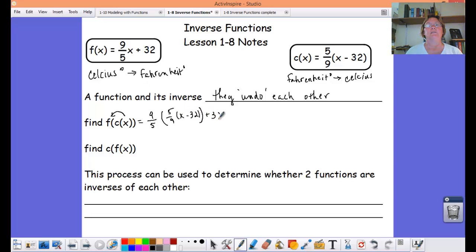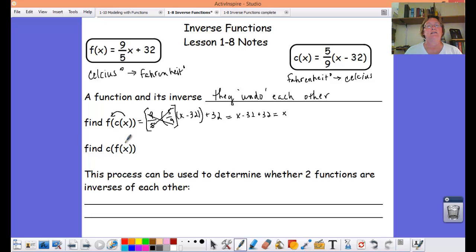And let's do a little arithmetic. Everything here is hooked with multiply, so it makes no difference if we do these two things first, which would make sense because you can see 9/5 times 5/9 is 1, or those things cancel out. That's leaving us with x minus 32 plus 32, which is equal to x. And hey, that's kind of neat. When we composed f of c of x, it all boiled down to x.